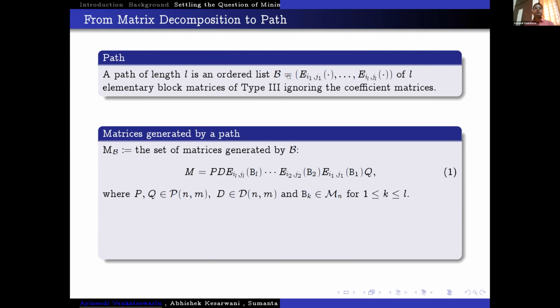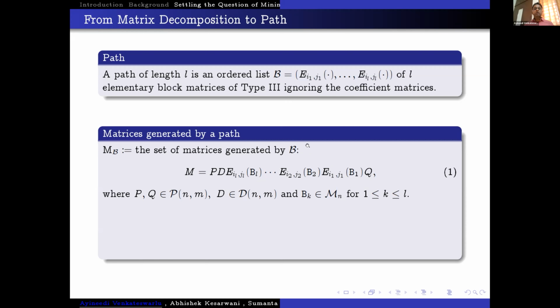The matrix generated by this path has a decomposition of this form, where we have this type 3 form, and we take P and Q to be block permutation matrices, and D to be a block diagonal matrix. A matrix having this kind of decomposition belongs to this path, or this matrix can be generated by this path.